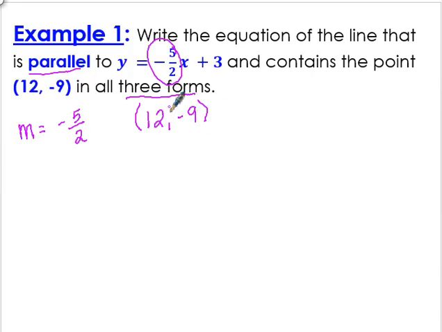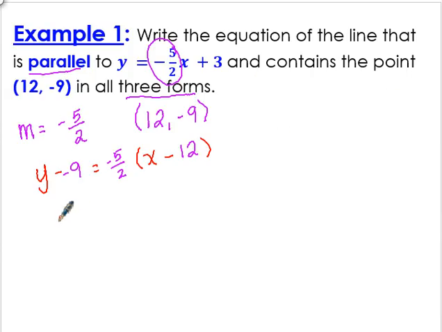We know the easiest one to write it in is point slope form, so we're going to start there. Point slope form is y minus y1 equals m times x minus x1. So we're going to fill that in with our information. y1 goes here, m goes here, and x1 goes here. And now this is the same thing that we've been doing all along.